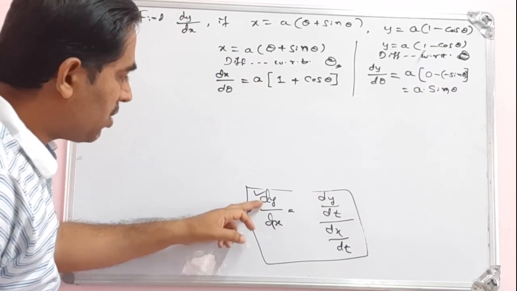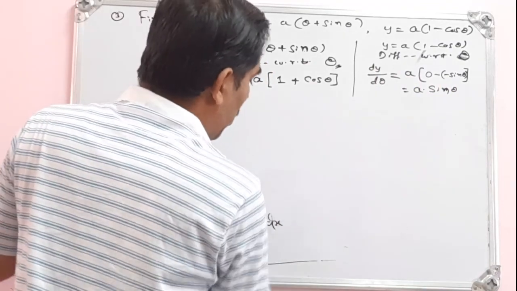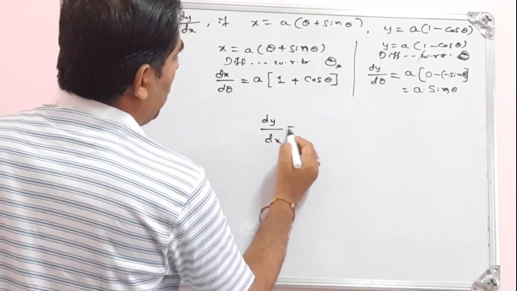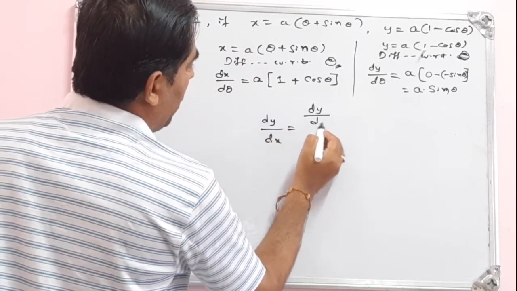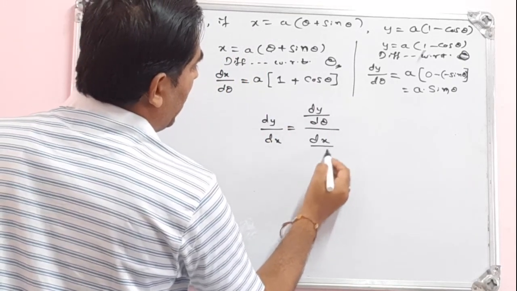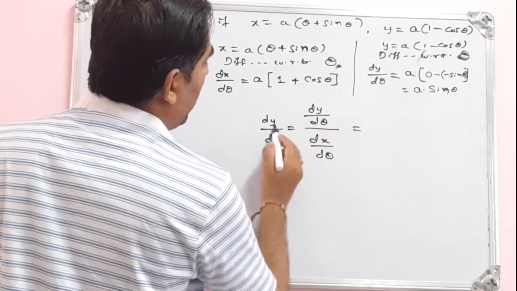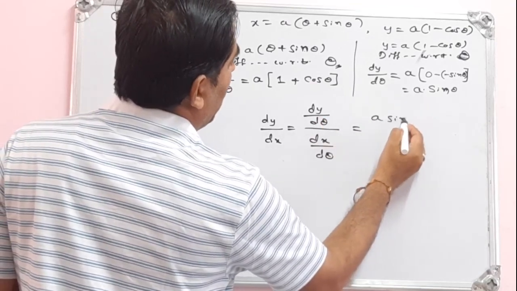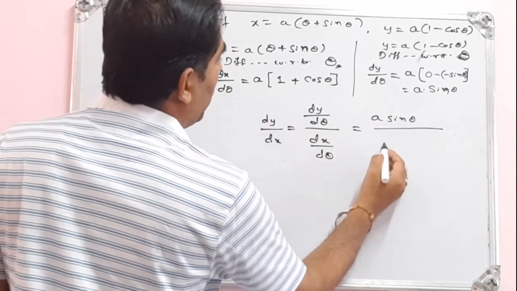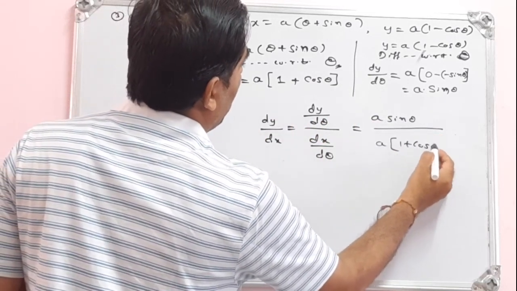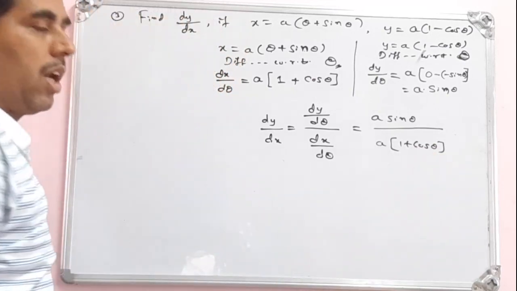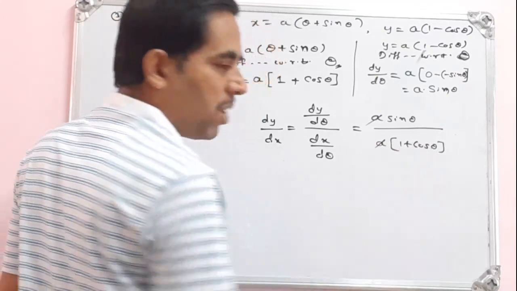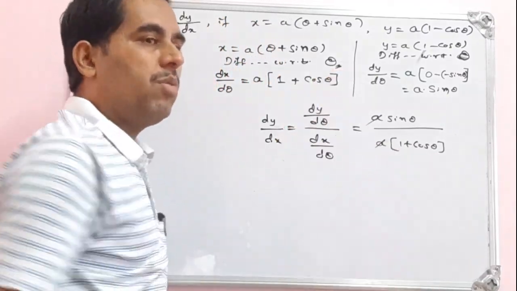Now we want to find the derivative, so how can we write this? Parametric differentiation. We want dy by dx, so dy by dx can be written as dy by d theta divided by dx by d theta. Now dy by d theta is a sin theta, divided by dx by d theta, which is a into (1 plus cos theta). I can substitute the derivatives here. So the a cancels, and we get sin theta in the numerator and 1 plus cos theta in the denominator. We can leave it at this step; this will be our final answer.